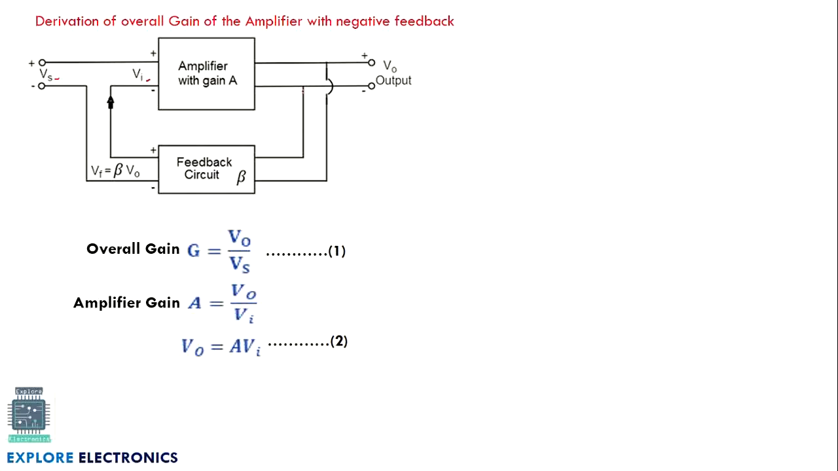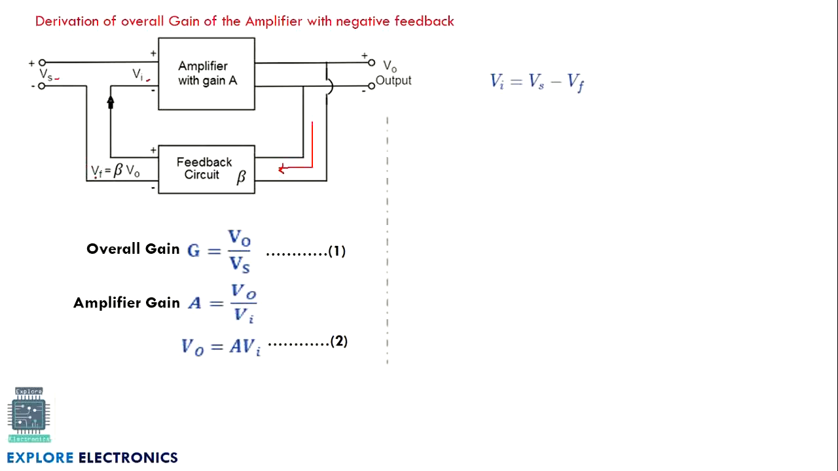Overall gain, if we take the circuit gain, is V0 divided by Vs. By the earlier expression, we can write V0 is equal to A into Vi. Now, what is Vi here? Since it is negative feedback, the feedback circuit is inverting the signal coming from the output side. Inverting means the phase shift of this signal with respect to the input is 180 degrees. That's why, since it is negative feedback, we need to subtract the voltage coming from the feedback network. So Vi will be equal to Vs minus Vf.